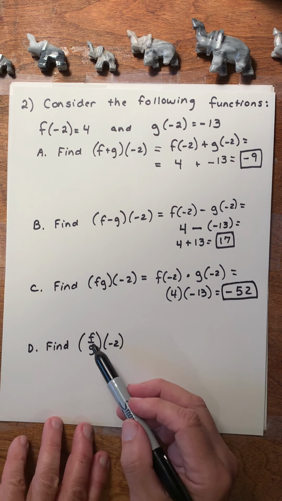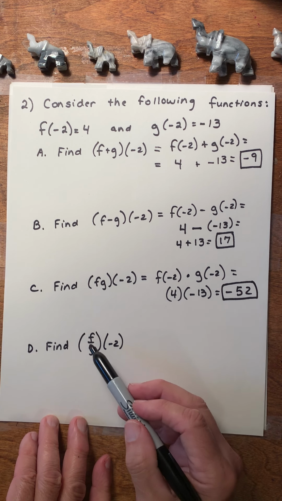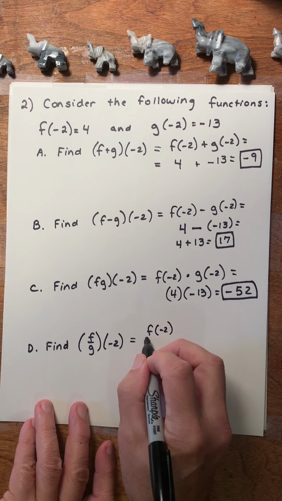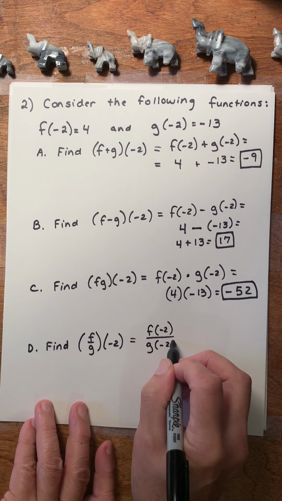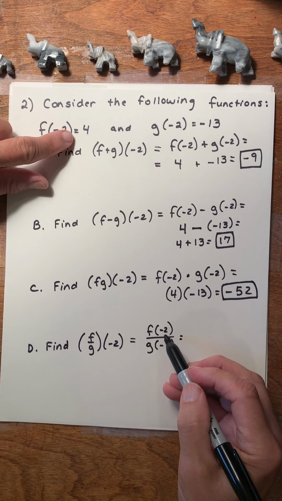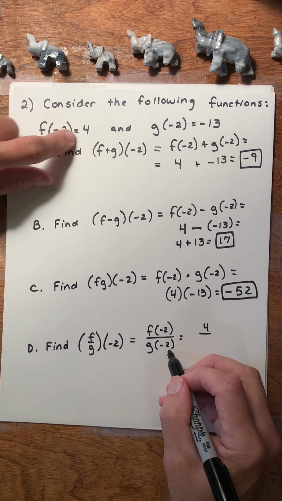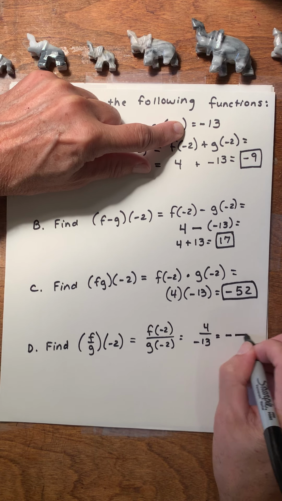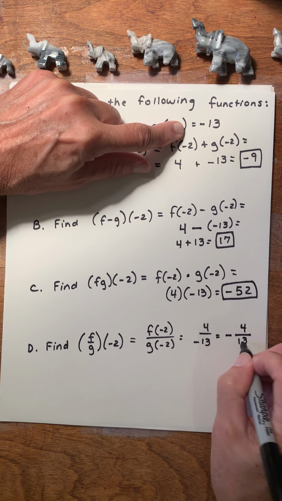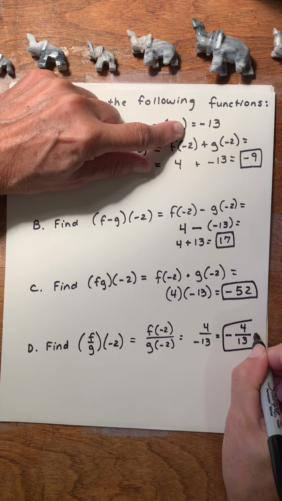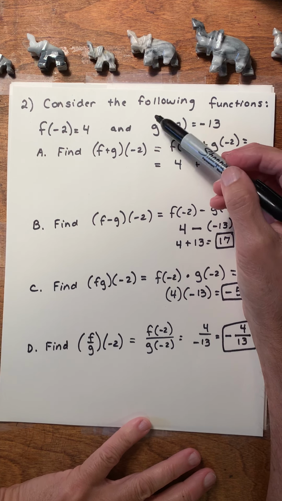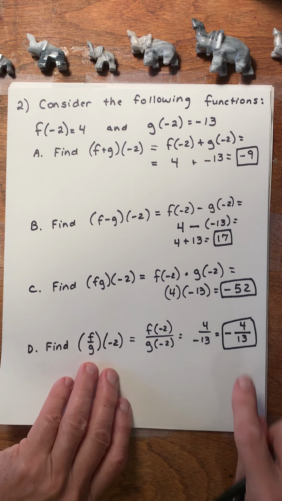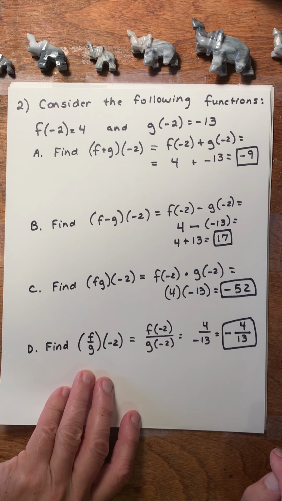This is not hard. F over g of negative 2, or the quotient function, simply means f of negative 2 over g of negative 2. That's 4 over negative 13. We could more conventionally express that as negative 4 13ths. And go ahead and list it as a fraction. Since it doesn't say simplify to 2 decimal places, list it as the exact fraction. Don't put in an approximation or it won't give you the correct answer.